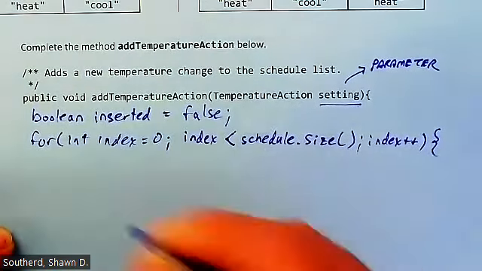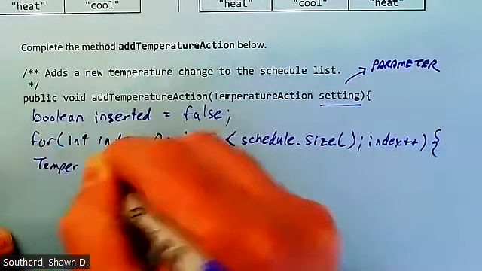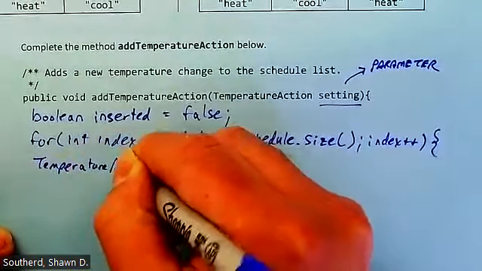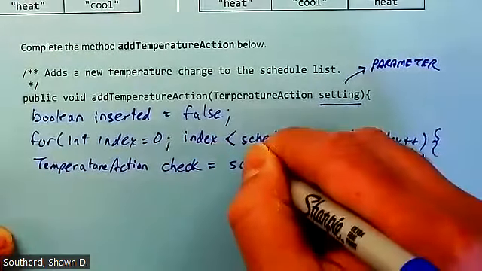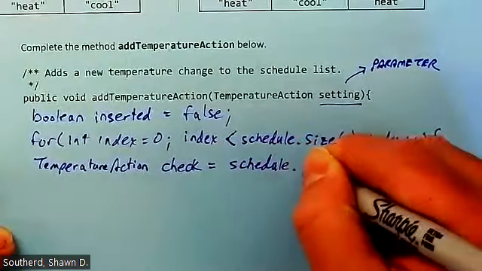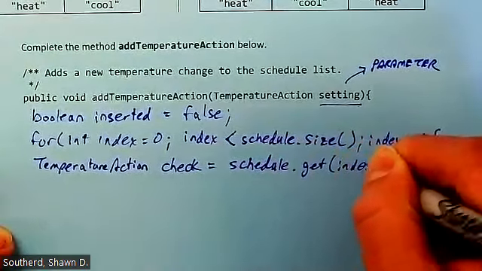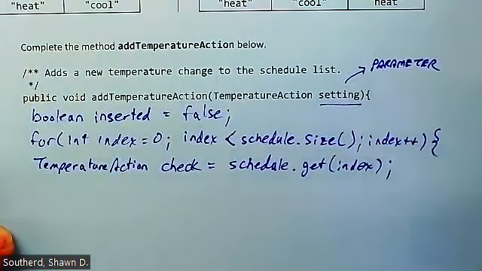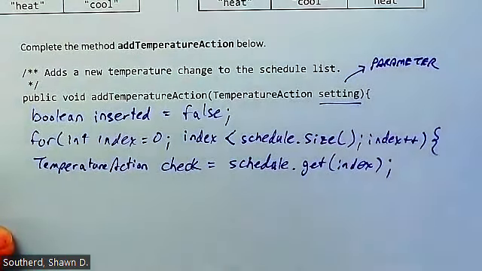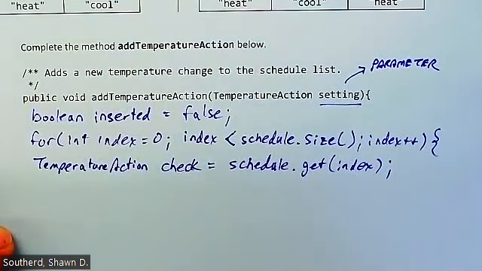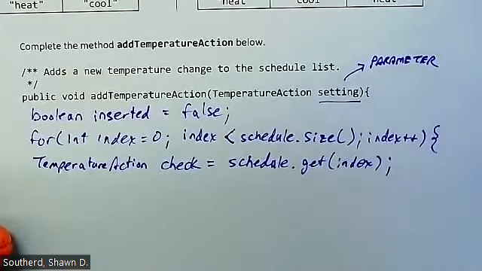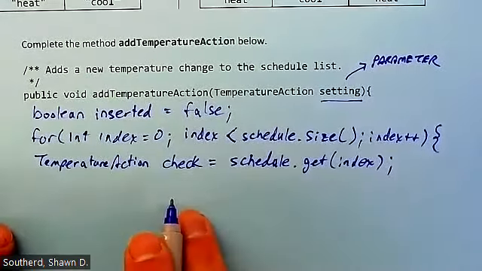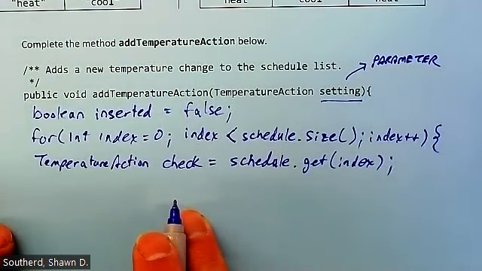Next thing I need to do is find out, using the temperature action class, let's go ahead and create an object that I call check. And we're going to set that equal to whatever the schedule is, that array list, and we're going to do the get index. Now keep in mind that when you do the get index for the schedule array list, it is merely giving you the element for that index. And that element is an object, remember? So it's an array list of objects. So it's going to have hour, minutes, temperature, and the mode. So that's great. Keep in mind that check is just going to include all 4 of those attributes.